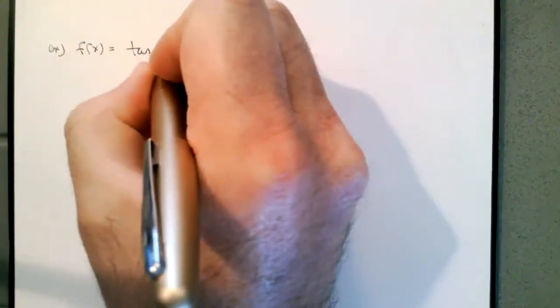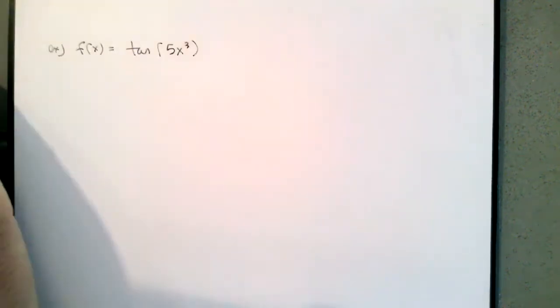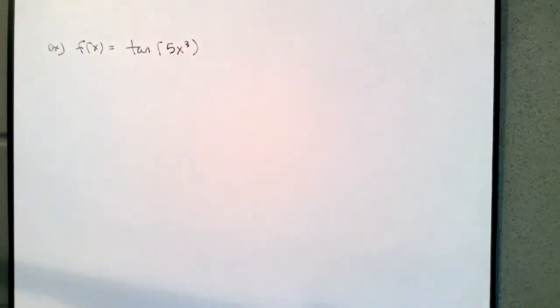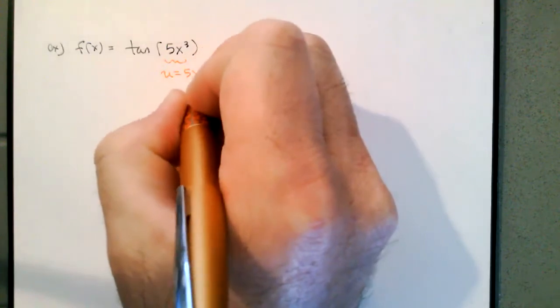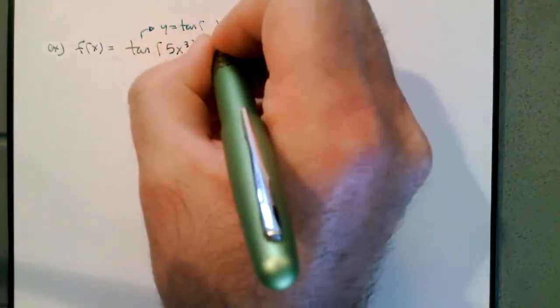All right, so for example, let's suppose that f of x is the tangent of 5x cubed. Here we're going to be using the chain rule. The first thing that happens to x is that it gets cubed and then multiplied by 5, and then we take the result and plug it into tangent. So our inside function, u, is 5x cubed, and our outside function is the tangent. So y is tangent of u.